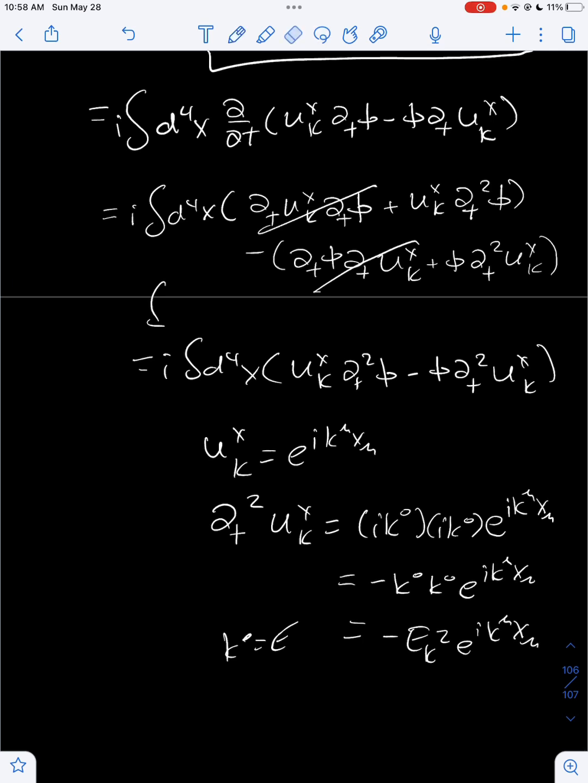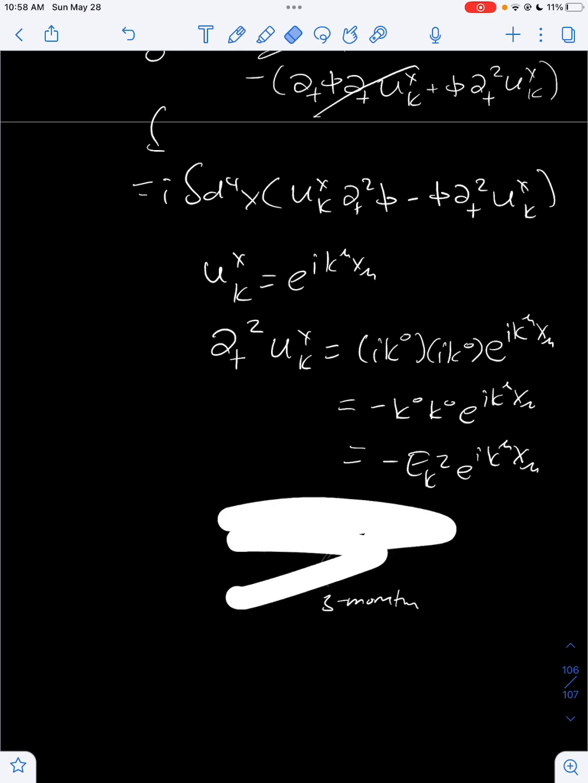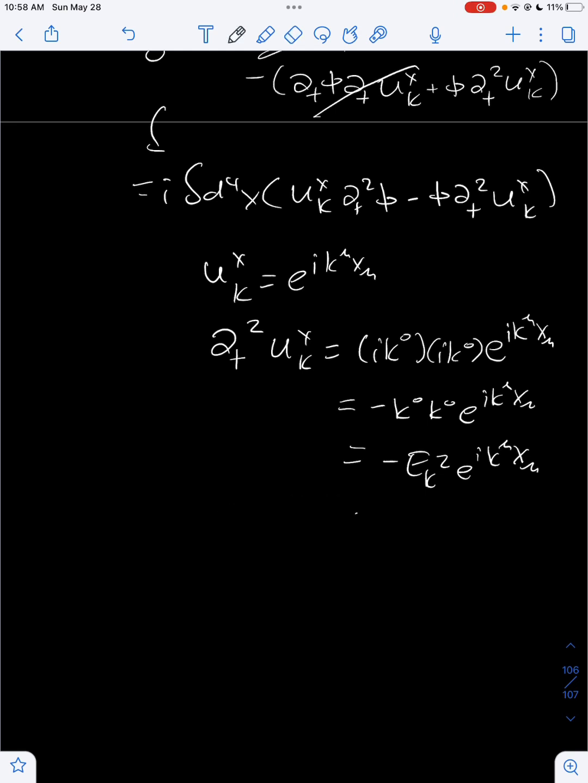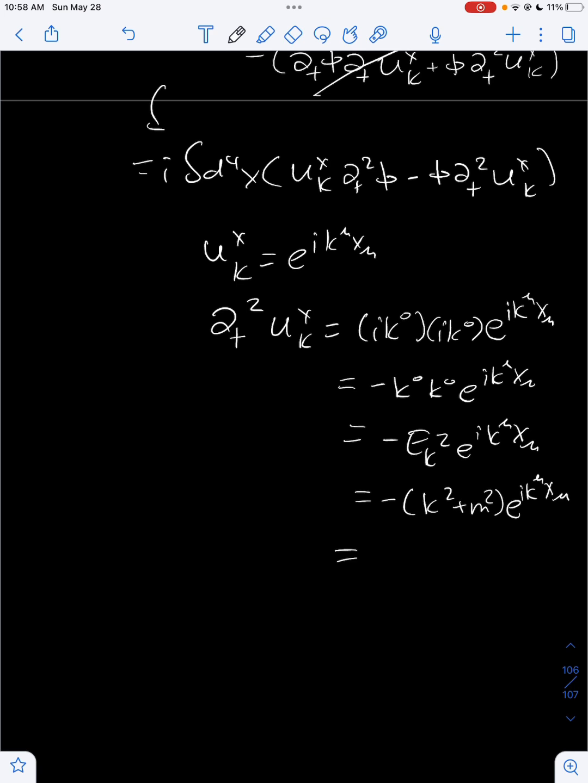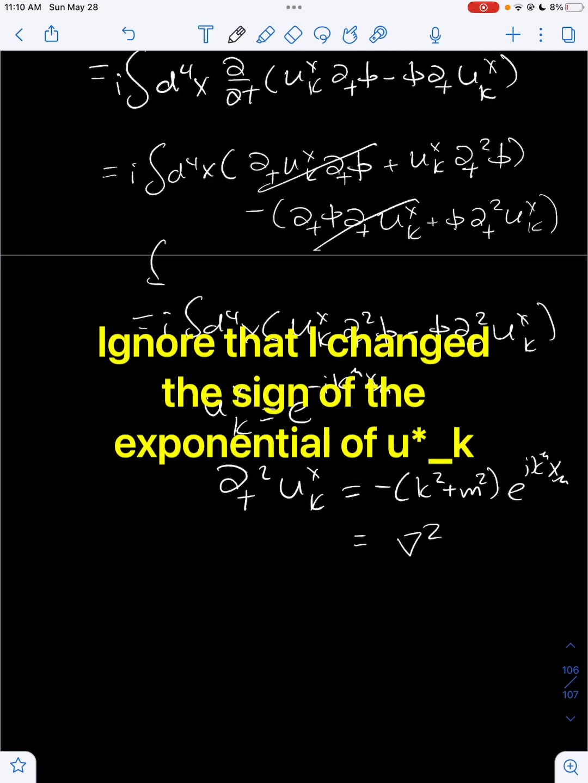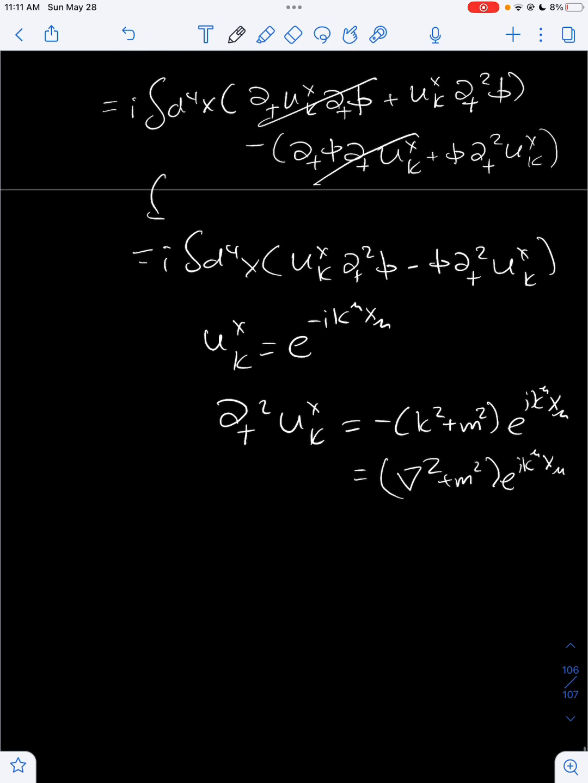So now we get that. And then E k squared is just k squared plus m squared, where k is the 3 momentum in this case. So this is just going to be equal to minus k squared plus m squared times e to the i k mu x mu. And then we can do a nice sleight of hand trick. We can write this out as nabla squared plus m squared times e to the i k mu x mu. And we can write it this way because nabla squared is going to be the second spatial derivative.